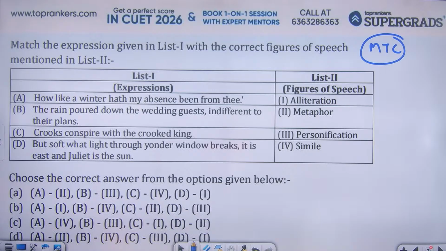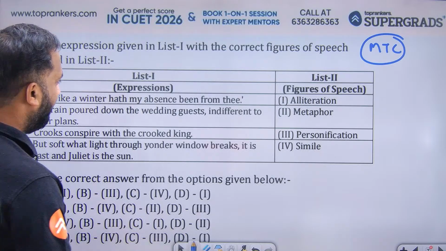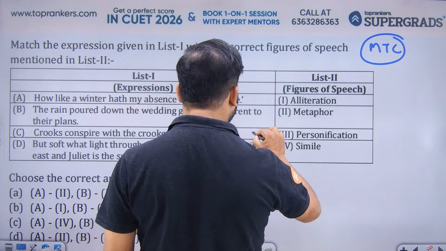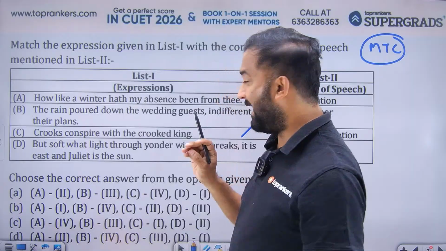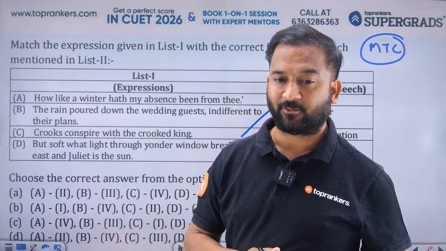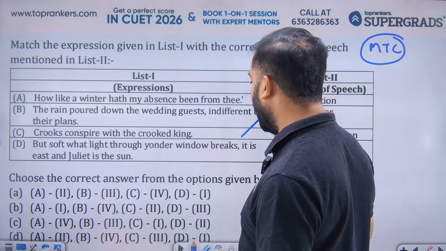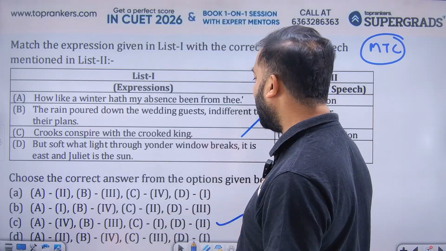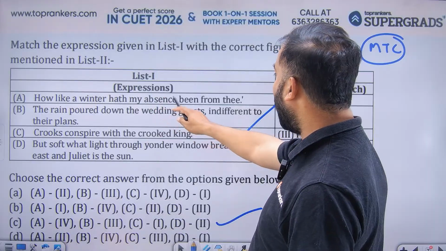So here's your question, students. Cooks conspire with the crooked king. I think this is an easy one. So C1 मुझे दिखना चाहिए. And as I said, अगर तुम्हें सारे नहीं भी पता है तो भी तुम्हारा काम आसान हो जाएगा. So C1, where do I see C1? I see that in option C. खत्म बात.